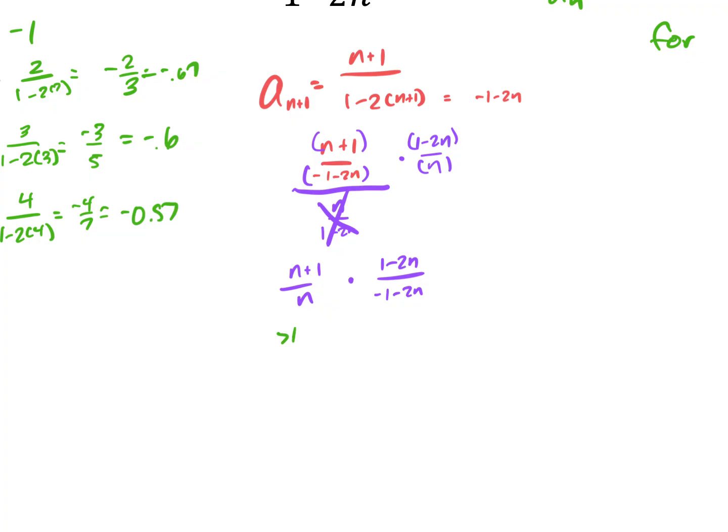What about this one? Yes. This one's also always going to be greater than 1 because the numerator is always going to be larger than the denominator. So what can we say overall? If a number bigger than 1 is being multiplied by a number bigger than 1, the whole thing is bigger than 1.